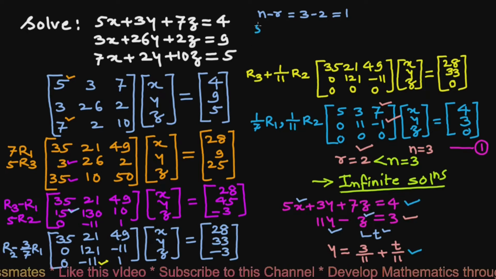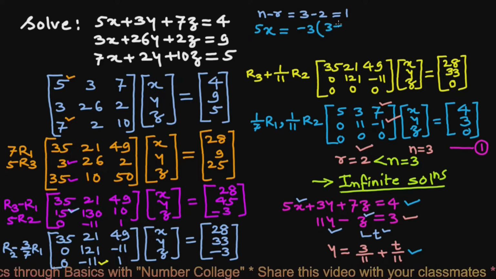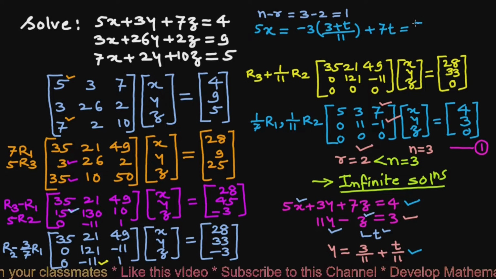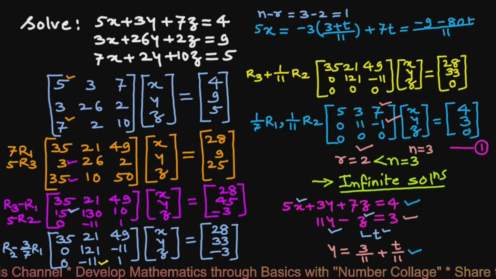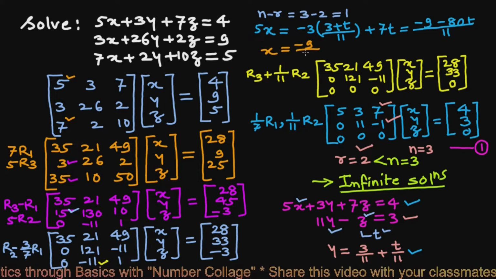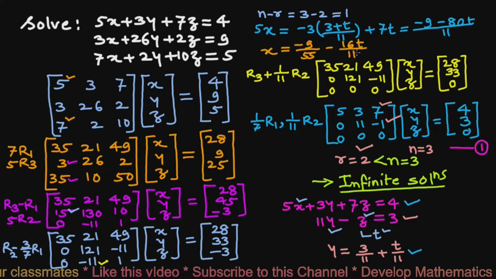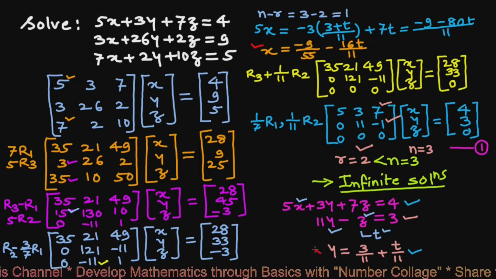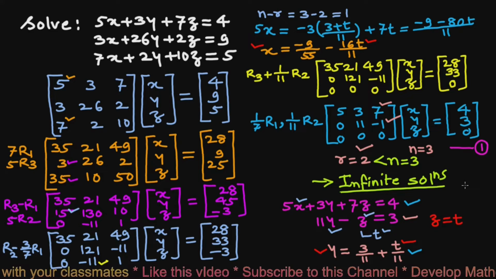So we write 5x equals minus 3 times (3 plus t) upon 11 plus 70. So that will be minus 9 minus 80t upon 11. So that gives the value of x equals minus 9 upon 55 minus 16t upon 11. So here we got the value of x, value of y, and value of z in terms of t. Here t is called the parameter.